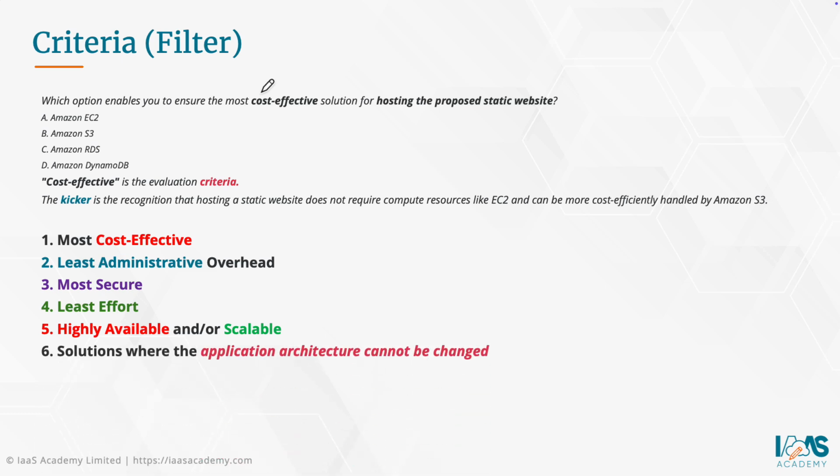And then there are solutions where the application architecture cannot be changed. So that's similar to the least effort element as well. Perhaps you're doing yet another migration and you can't change the architecture of the application. So you need to use similar services to those that were being used on premises, for example. Finally, you may also find a lot of questions that are migration focused. As a solutions architect, you're going to help a lot of clients move from their on-premises workloads to the AWS platform.